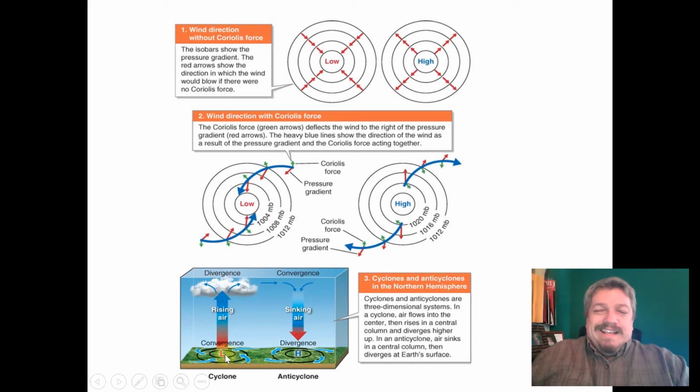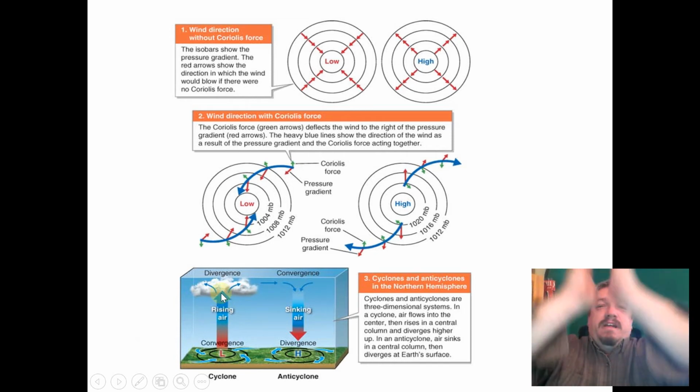So in a cyclonic system, the air above the low pressure gets pushed up by all the air rushing behind it. So all this air rushes in, pushes it up, and then eventually when it gets up here, it just kind of spreads out.